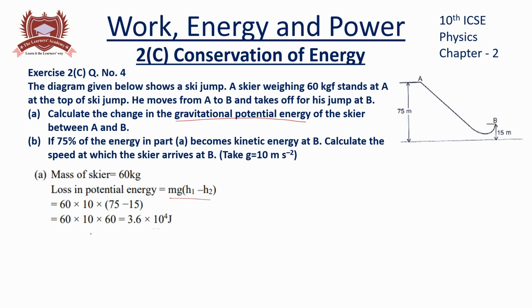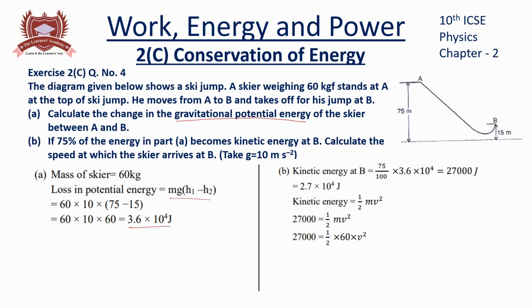So it gives us 60 multiplied by 10 multiplied by 75 minus 15, giving the final answer as 3.6 times 10 to the power of 4 joules. Now for part B, kinetic energy at point B is 75% of our total energy. So this is our total energy that we have. So this is the total energy loss that we've had. So total energy would be lost is 75% of this energy, comes out to be 27,000 joules or 2.7 times 10 to the power of 4 joules.